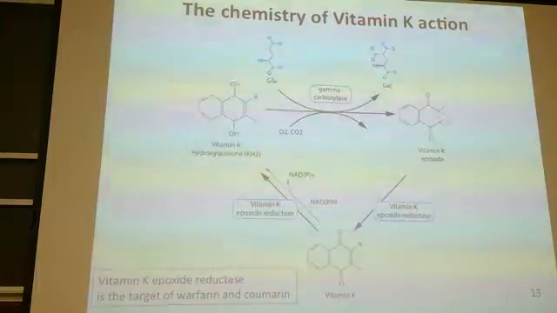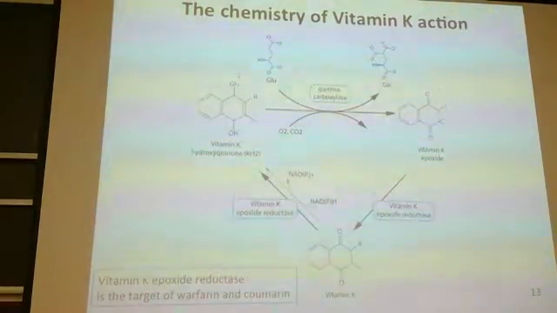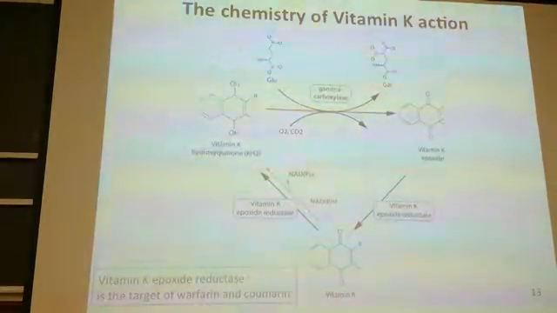And importantly, this vitamin K epoxide reductase is the target of warfarin and coumarin. These are common blood thinners, or anticoagulants. We'll come back to this idea as we discuss coagulation. I just want to note that if you block this vitamin K epoxide reductase with these anticoagulants, you're no longer able to coagulate blood. So this is an important medically relevant target.